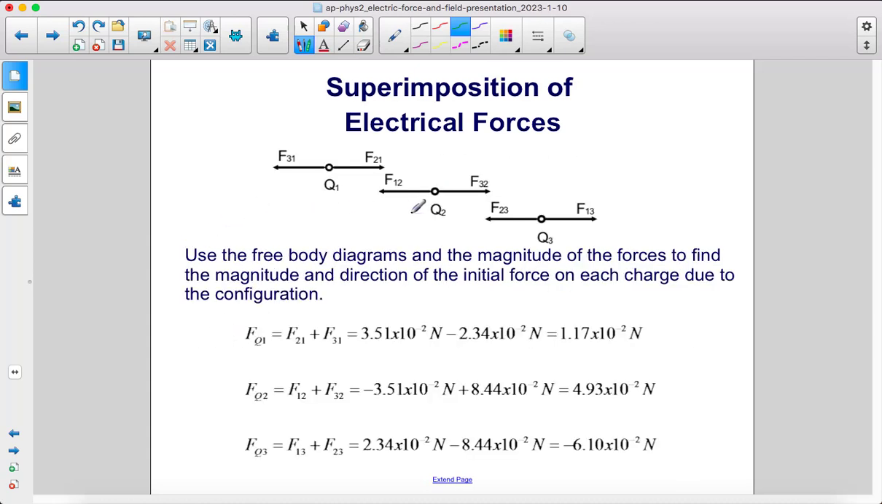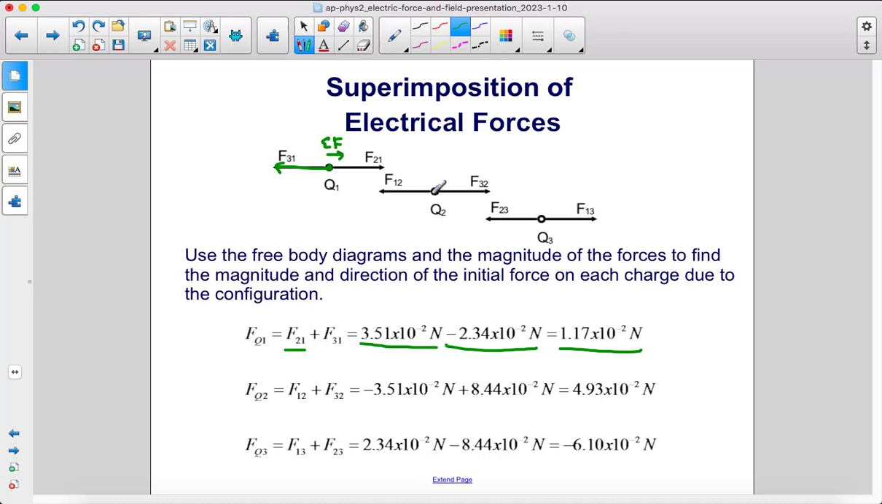Now we go back to our free body diagrams. We're going to use them and the magnitudes of the forces that we just found to find the magnitude and direction of the initial force on each charge due to the configuration. So the force on Q1 is going to be the force between 2 and 1 to the right, so that will be positive, and that was this number from the previous slide. And then we have the force between 3 and 1, but that's to the left. So that's going to be negative. And then we use the number from the previous slide to find that overall there is a positive net force acting on Q1 to the right. Because it's a positive number, that means it's to the right.